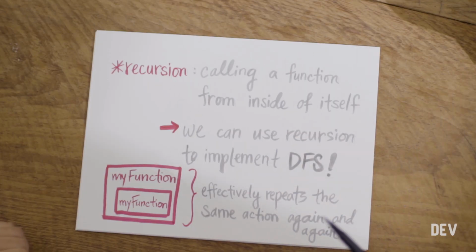For example, if you have a function and you need to call that function from the context of itself, you can use recursion to call the function from within itself. And that is what effectively allows you to repeat the same actions again and again. And we can actually use recursion when we go about implementing DFS.